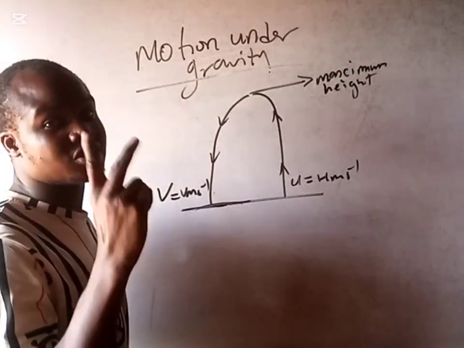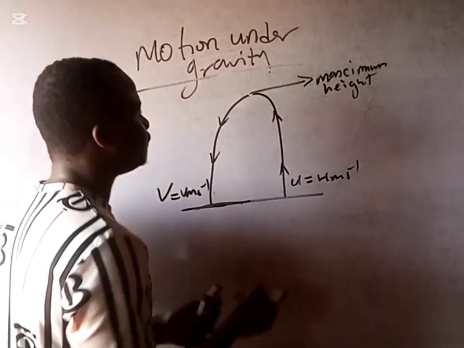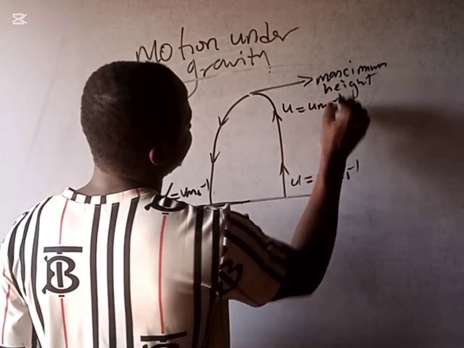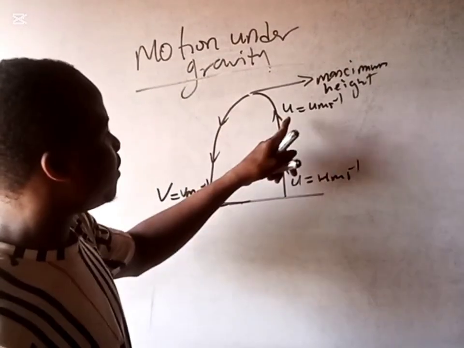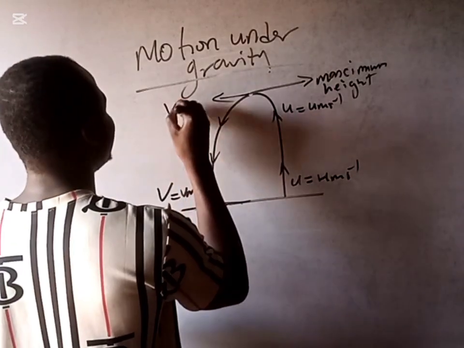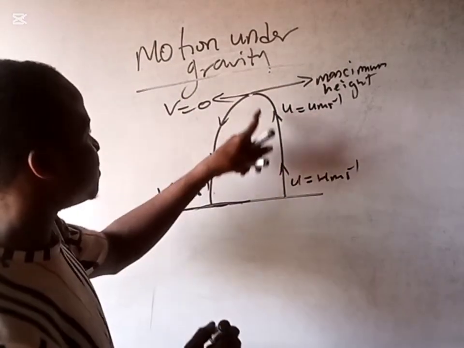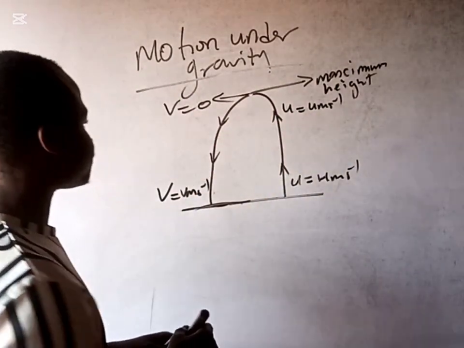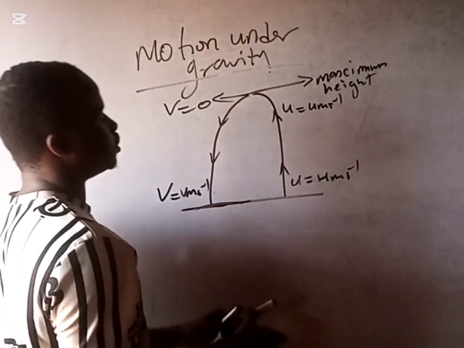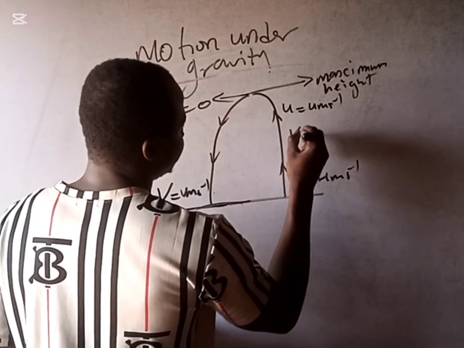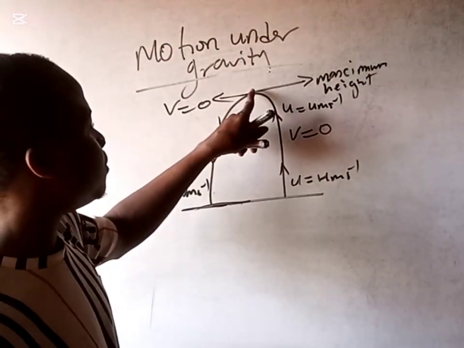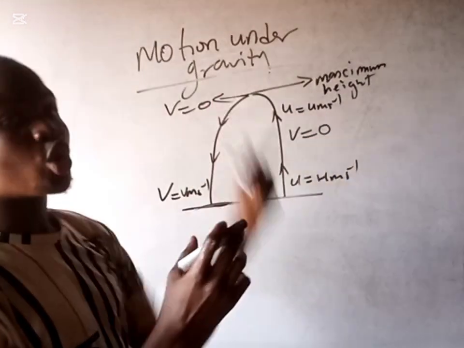And there are two things that happen at maximum height. The first thing is that the initial velocity still remains the same. At maximum height, final velocity is equal to 0. Is that clear now? And the same thing when the object is moving upward. Final velocity also is equal to what? 0. But when the object attains the maximum height, that is where the object starts coming down.